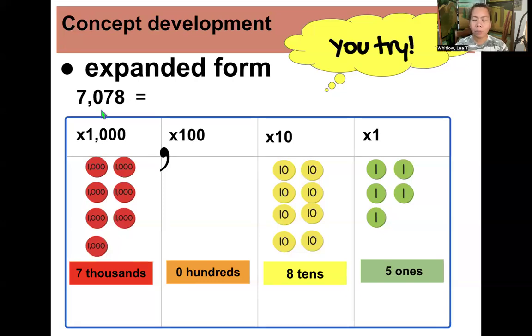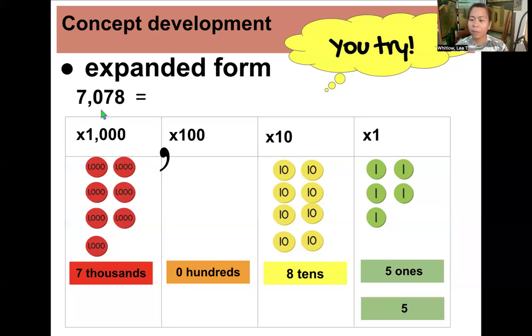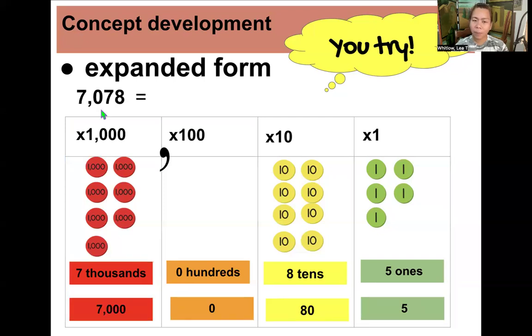Let's move on. So now let's go figure out the value of each digit. 5 is 5 ones. 8 tens is 80. 0 hundreds is 0. And 7,000 is 7,000. Now, when we are writing it in expanded form, or we're decomposing this number, this is how you're going to do it.